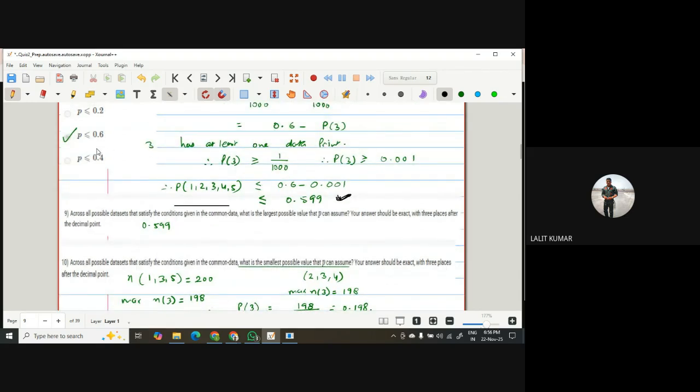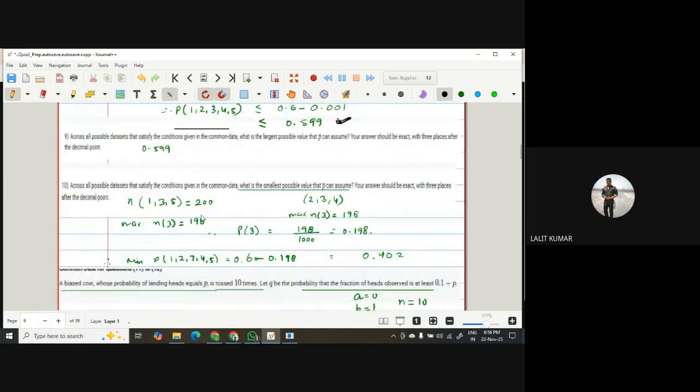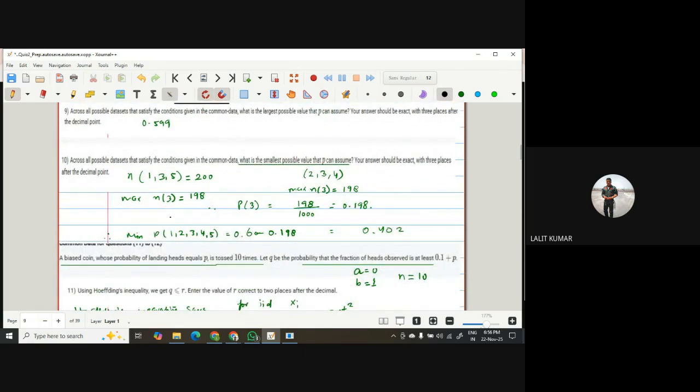So this was probability is less than 0.6. In the next question, they had asked the same value, which we have calculated. Now they have given that across all possible data sets that satisfy the conditions given the common data, what is the smallest possible value that P can assume? Your answer should be exact with 3 places.